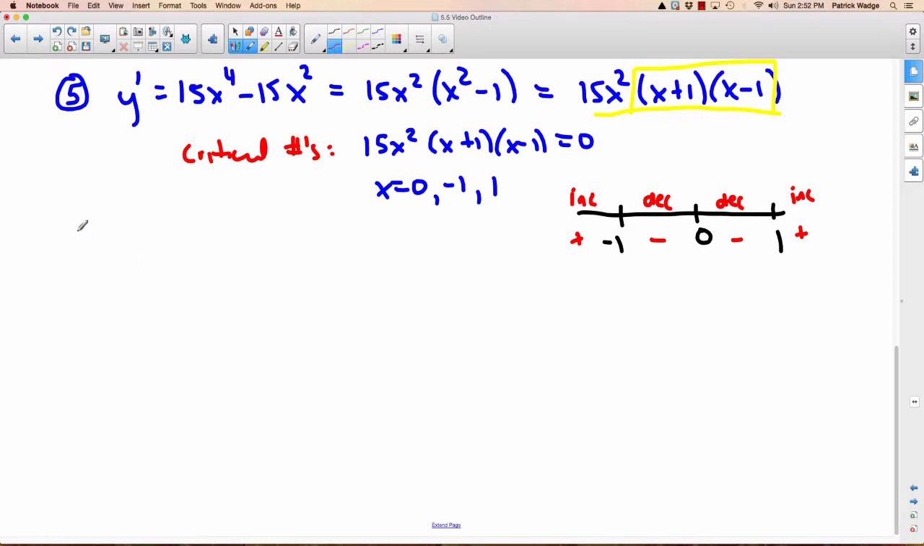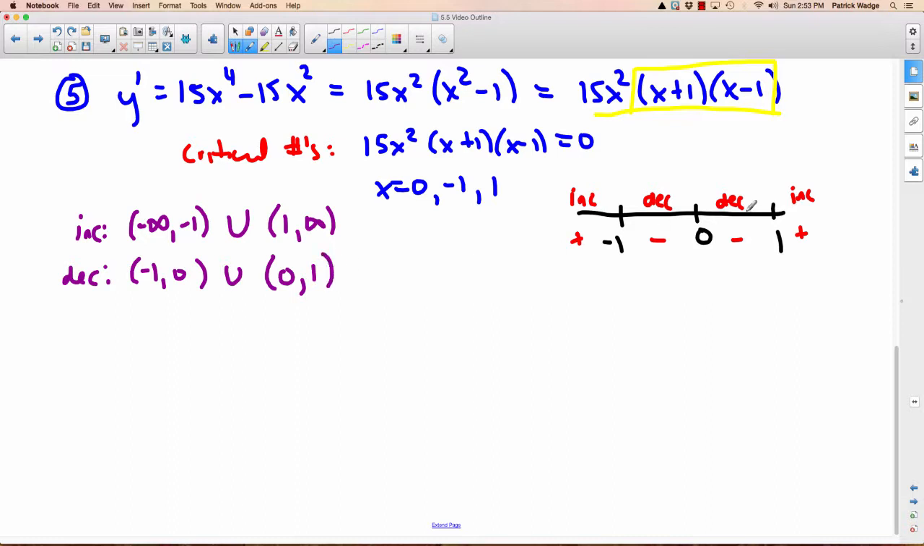So here are our areas of increase and decrease. I guess we could write them down here if you want. For increase, it's from negative infinity to negative 1, as well as from 1 to infinity. For intervals of decrease, it is from negative 1 to 0, as well as 0 to 1. It does not include 0.